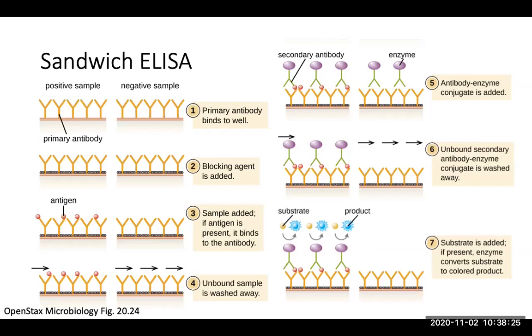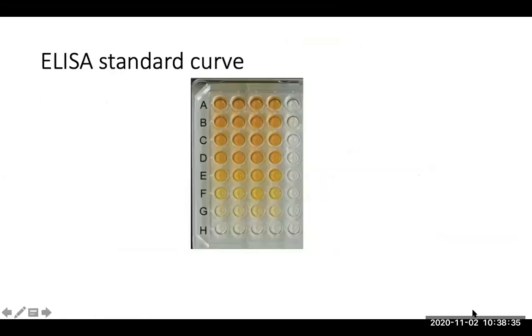But what you're going to do in the Labster simulation is actually quantify the amount of factor 9 that is in the sample. You're going to do that using what is called a standard curve. A standard curve is when you use a known amount of the antigen you're trying to detect to create a dilution series that will give you a standard curve that you can compare the unknown samples to as a way of estimating the concentration of the antigen in the unknown samples. So this is what a standard curve might look like.